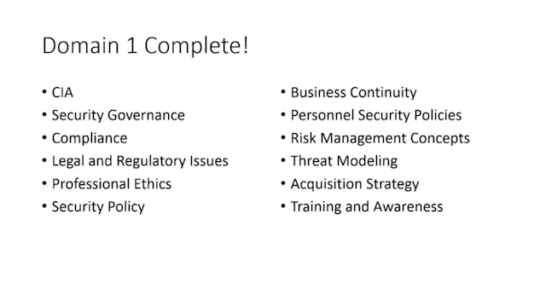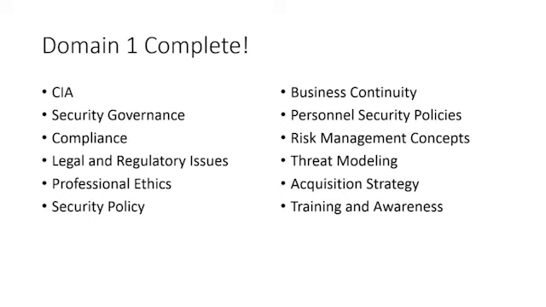So that does it for domain 1, right? So we're all done with domain 1. We talked about the CIA triad, confidentiality, integrity, and availability. We talked about security governance and keeping things in line with our business practices. The compliance, so keeping our company in compliance with local, federal, and state regulations and laws. That led into the legal and regulatory issues. We talked about professional ethics and the ethics that we need to follow for becoming a CISSP.